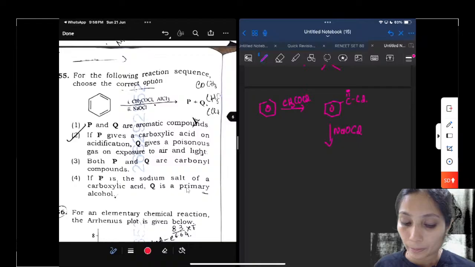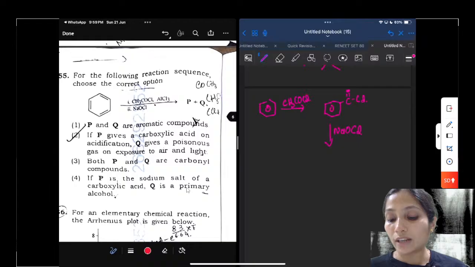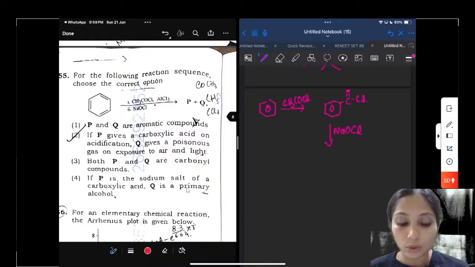Okay, the second step is treating acyl chloride with NaOCl. Here what do we get? P and Q are aromatic compounds. Is it true? Do we get both P and Q aromatic in nature? So what product will be obtained on treatment of acyl chloride, that is benzoyl chloride, with NaOCl? Which reaction is this?